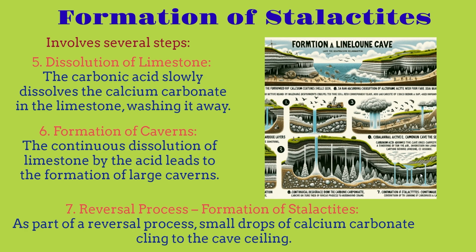As part of the reversal process, some small drops of calcium carbonate cling to the cave's ceiling. So as we can see here, step number 7 is the reversal process, otherwise known as the formation of stalactites. Small drops of calcium carbonate cling to the ceiling, and that's how we get these stalactites. Stalactites are like ice crystals that cling to the ceiling of the caves. So this is the formation of stalactites, and we covered over 7 different steps.